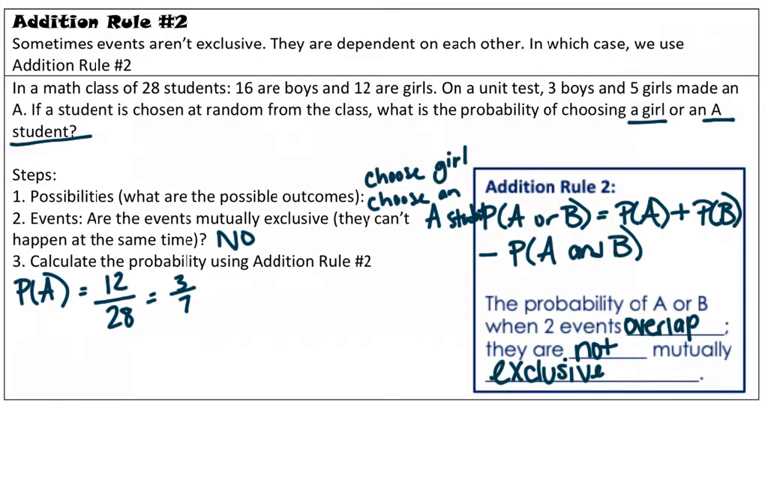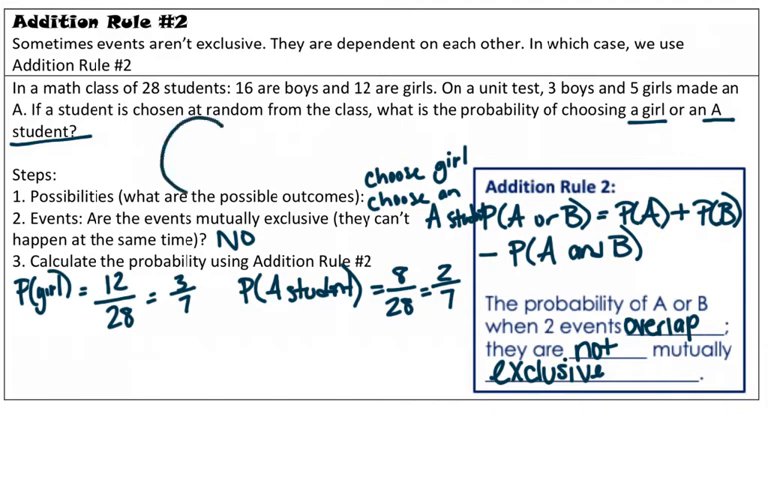Alright, and then the probability of being an A student, here, let me change this. Let me say probability of being a girl. Probability A student would be 8 out of 28, which is 2/7. But you're overlapping because there are girls that are A students.